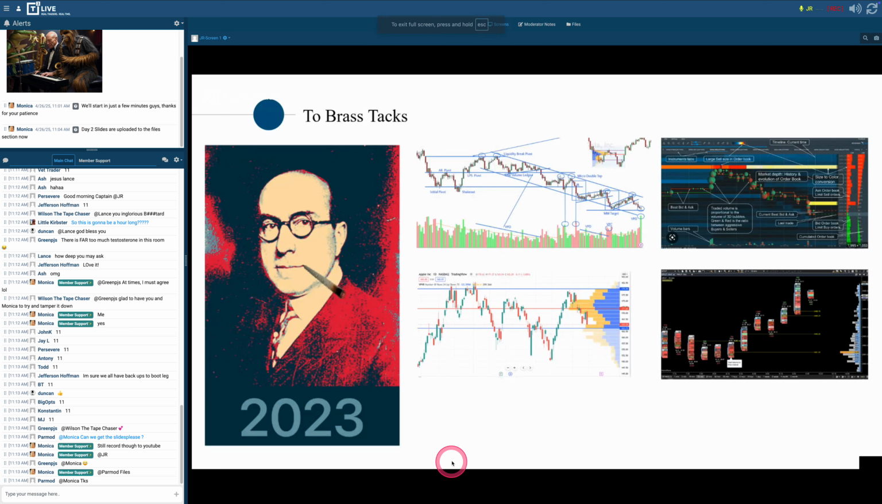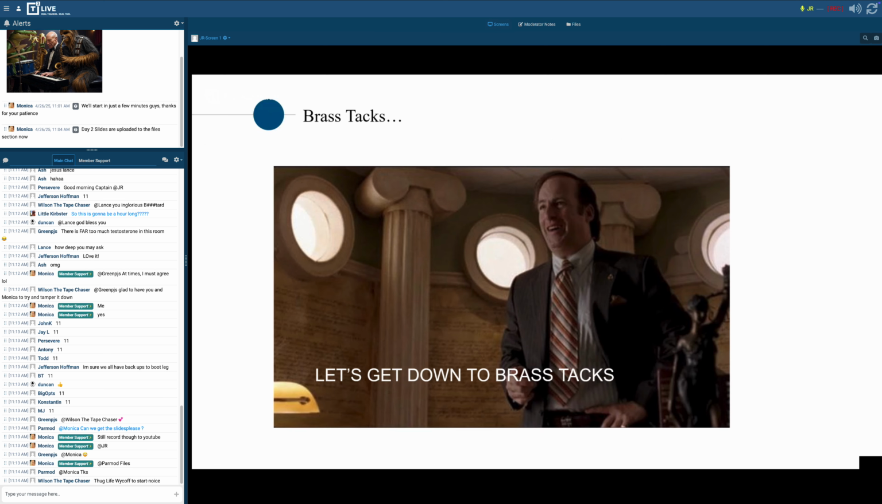We are getting to brass tacks, as Saul Goodman would say, and we're going to dive right in to auction market theory, and then go over the basics of volume profiling. For a lot of you who employ volume profiling, the first part's going to be a quick review. A lot of you guys are novices, so we're going to get into it. And then we're going to get into the advanced rules of volume profiling, the extensions of volume profiling, and so on and so forth.